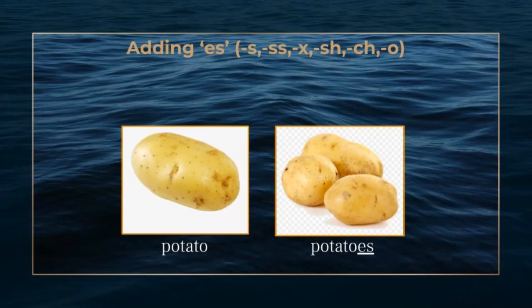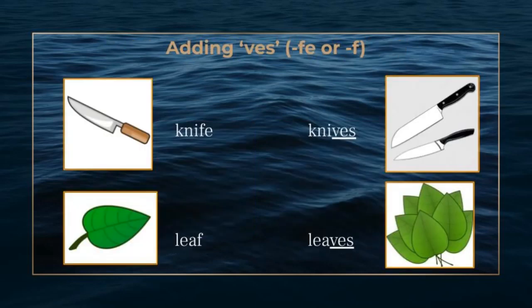If a singular noun ends in O, we have to add ES to make that noun plural. So we added ES to the noun potato. The singular noun is potato. The plural form of potato is potatoes. Students, now we are going to see the third rule, that is adding VES. If a singular noun is ending with F or FE, we have to add VES.